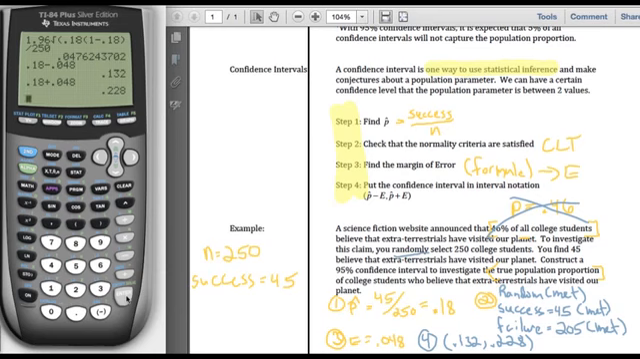Confidence intervals can be difficult the first time you see them. We're going to continue on with these in the next video.